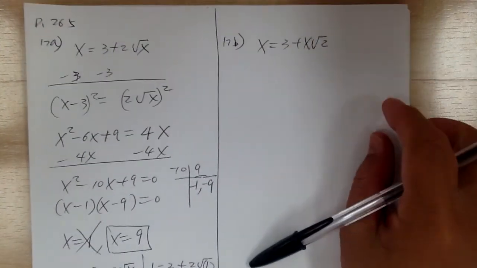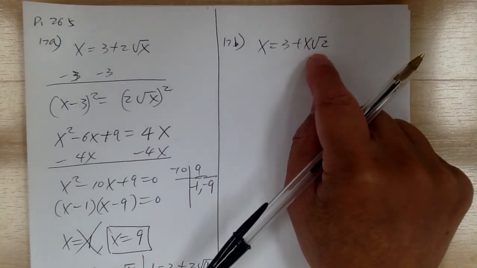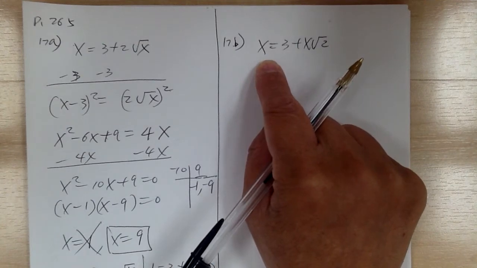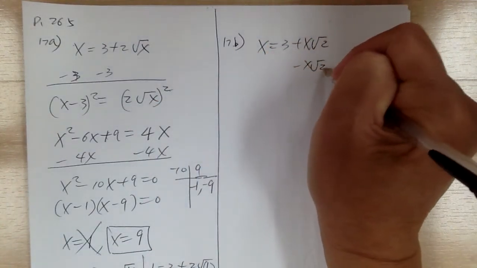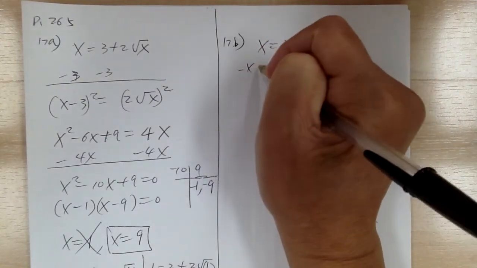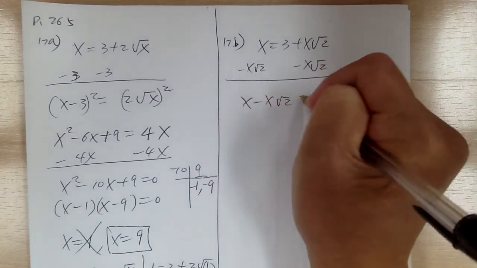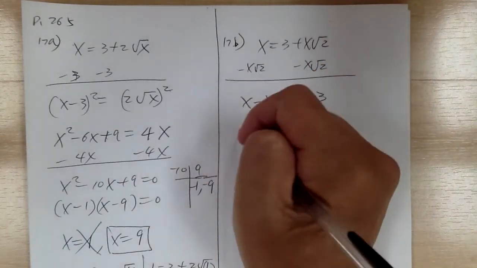Okay, now for the regular equation, notice you got variable all over the place. So what you want to do is gather your variable. Get all the variable on one side. So go ahead and minus square root of 2 x on both sides. So you're going to get x minus square root of 2 x equal to 3. Once you get all the variable to one side, then you can factor out the variable.